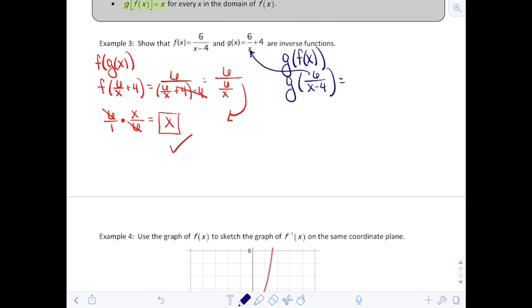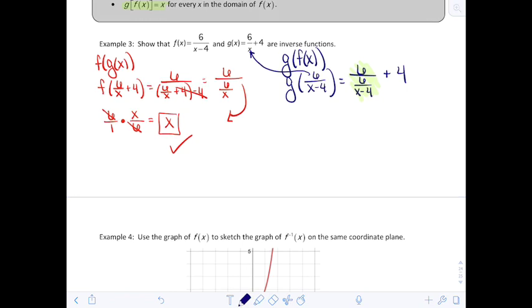So I have 6 over x minus 4, and then plus 4. I'm going to take care of this complex fraction first, break the division down. Just like we did in the previous example, this is like 6 over 1 times the reciprocal, x minus 4 over 6. And I'm still adding 4.